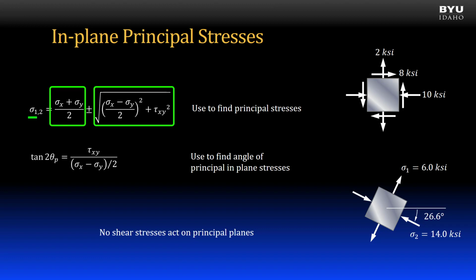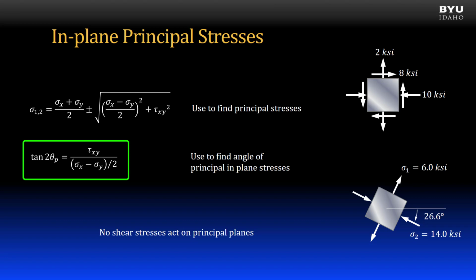It is obtained by adding the two terms in the equation. Sigma 2 is always the most negative value. It is obtained from subtracting the second term from the first. Note that the first term in the equation can be positive or negative, but the second term is always positive. The other equation shown is used to find the angle of rotation to transform a starting stress element to the principal stress state. The P subscript on theta identifies the equation as applying to the principal stress state.